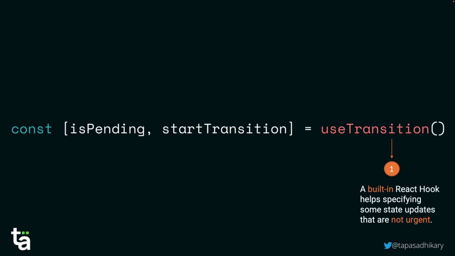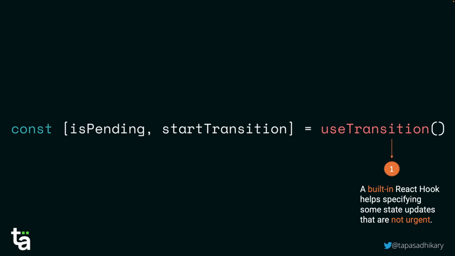So useTransition is a built-in React hook that helps specify that some state updates are non-urgent. Through this hook, you can tell React, hey React, these state updates are not urgent for me. Don't mark them as urgent. You can actually handle them with a little bit of delay. So don't worry about it urgently.